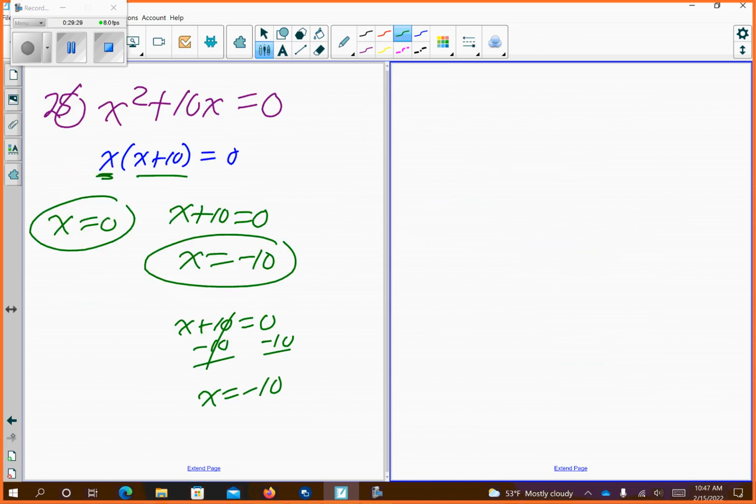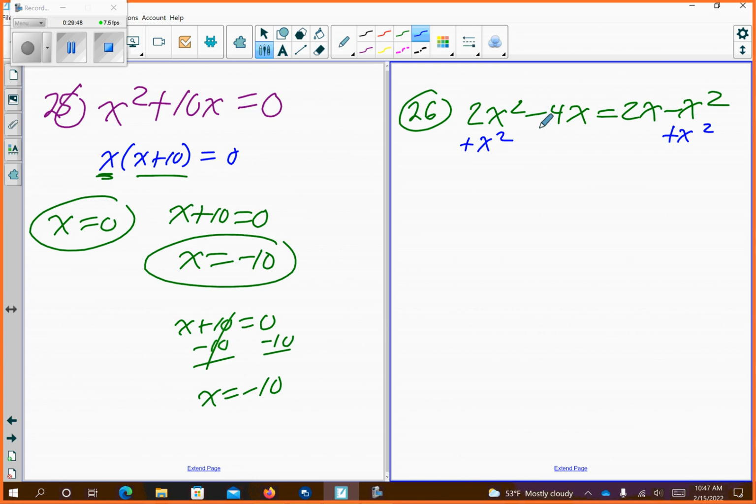Okay, let's take a look at number 26. All right. I need to make one side equal to 0, so I'm going to add x squared to both sides. So this is going to give me 3x squared over here. Agree? I'm going to subtract 2x from both sides. So that gives me negative 6x. And then it's equal to 0 because those all cancel out.